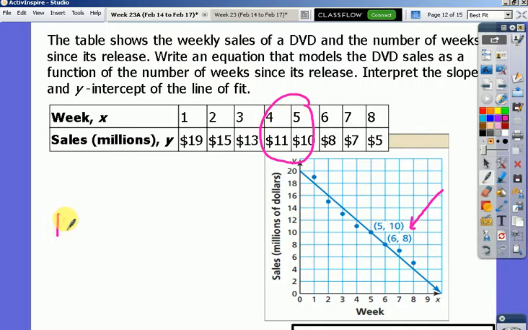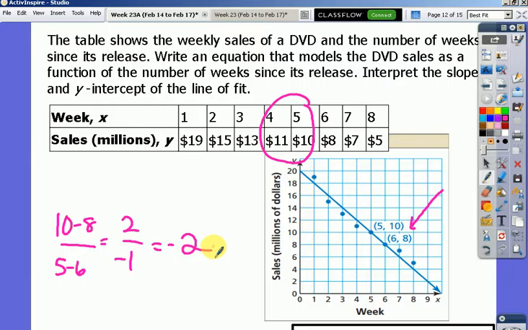So 10 minus 8 divided by what? 5 minus 6, correct. Then you get 2 on top and negative 1 on the bottom. So you have a slope of -2, yes? Yep, which makes sense. It's a line that's going down anyway.